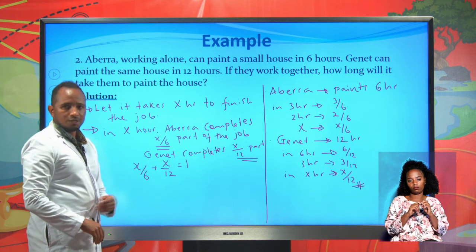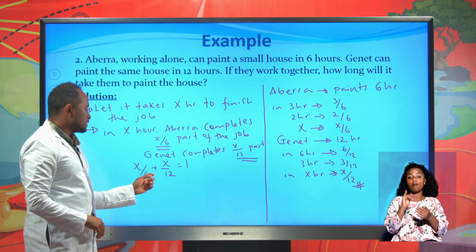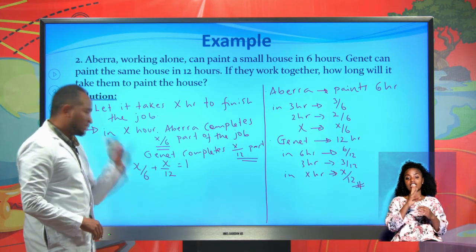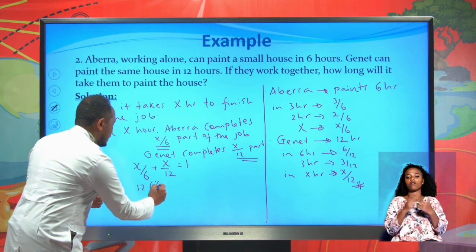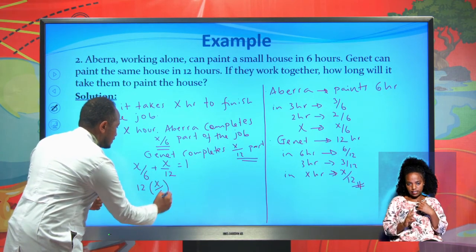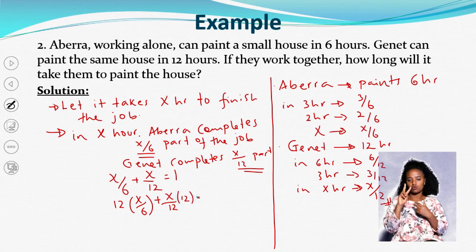So this is a rational equation. You can multiply it by the LCM. The LCM of 6 and 12 is 12. Multiplied by 12, we get 12 times x over 6 plus x over 12 times 12 is equal to 1 times 12.